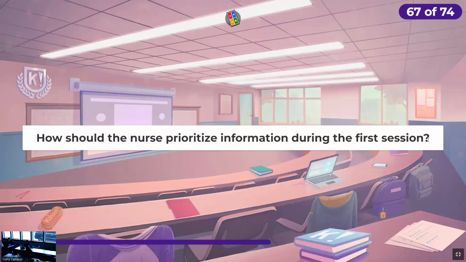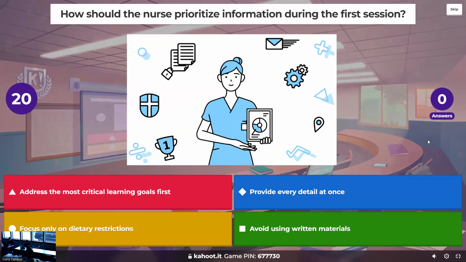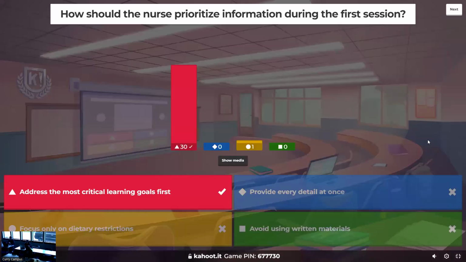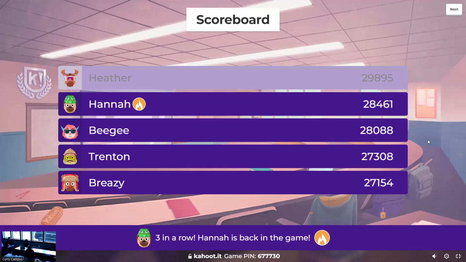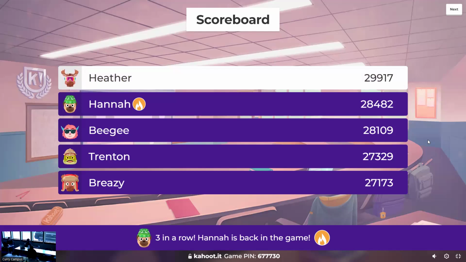How should the nurse prioritize information during the first session? And the yellow is focus only on dietary restrictions. All right, almost everybody got that one. Address the most critical learning goals first. Good. And we want to do that because some patients could get bored with their education.